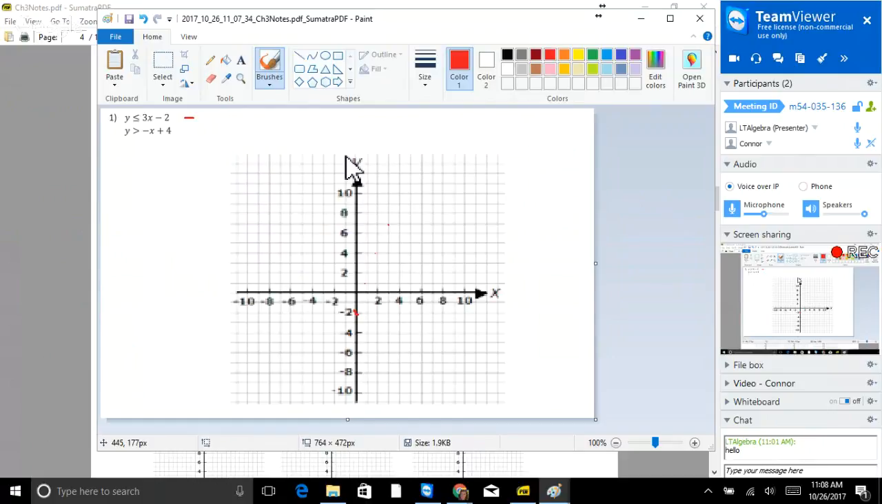It is y is less than or equal to. So because of that, I can draw a solid line, right? Because it's equal to, I get to draw a solid line, not a dashed line. All right, so that's my line. I get to keep going. And then I've got to figure out which side I shade.